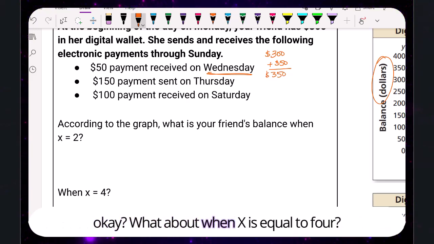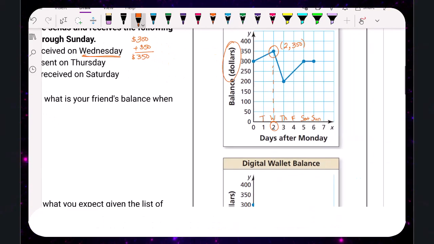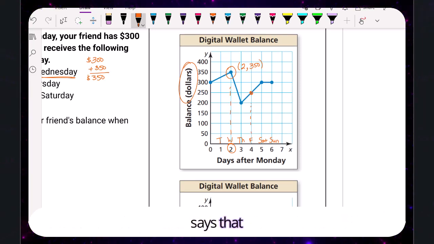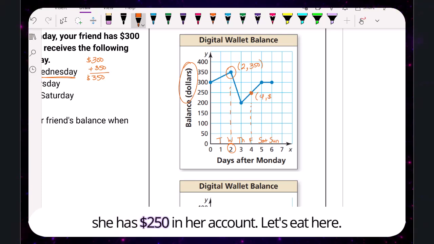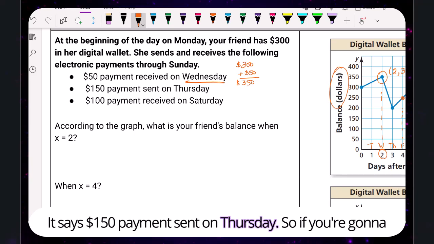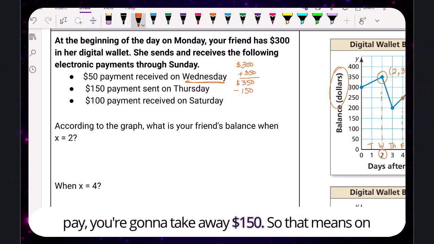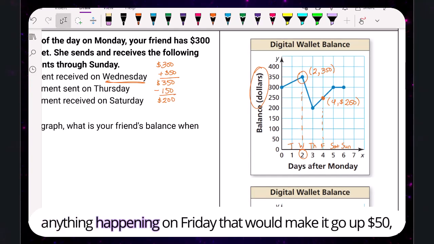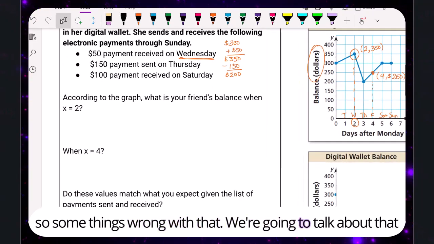What about when x is equal to 4? 4 is Friday, so let's track back up here. On Friday, it says that she has $250 in her account. Let's see here. It says a $150 payment was sent on Thursday. If you're going to pay, you're going to take away $150, so on Thursday you should have $200. There's no mention of anything happening on Friday that would make it go up $50. So something's wrong with that. We're going to talk about that in a second.